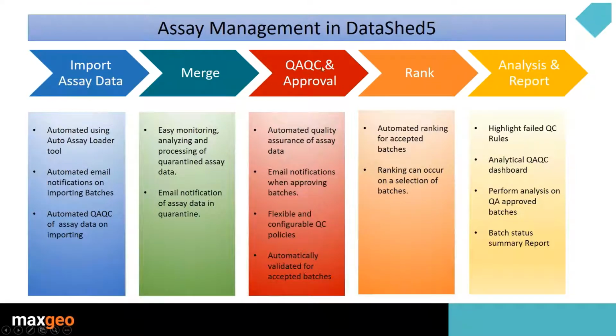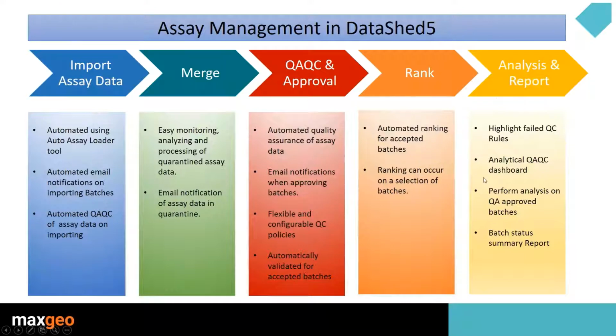So with the QC process and the approval process, email notifications will be sent out when you approve your batches in DataShedV5. We've got a flexibility and configuration for your QC policies that we're going to demonstrate. And batches will be automatically validated when they get imported into the system. If a batch passes all of the QC rules, the batch will be set to accepted. In the ranking process, we've improved the performance of your ranking, and ranking automatically happens on batches that are set to accepted.